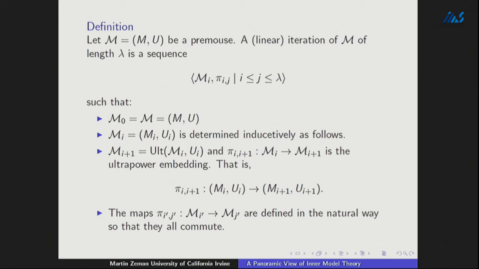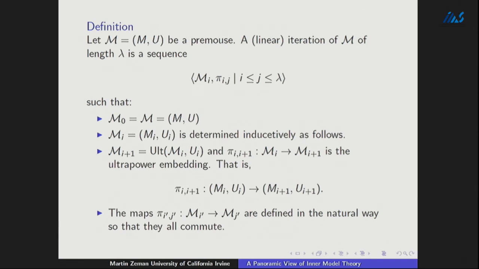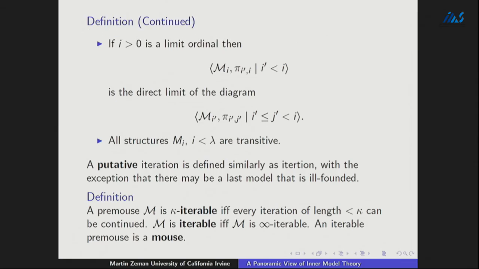And then we define all these structures, all these maps, as compositions of these ultra power maps to make everything commute. And at limit steps, we just take direct limits. So if i is a limit, then we have a commutative diagram, we take the direct limit and the direct limit maps. And we call such a thing an iteration if all of these structures are transitive. All M i must be transitive.